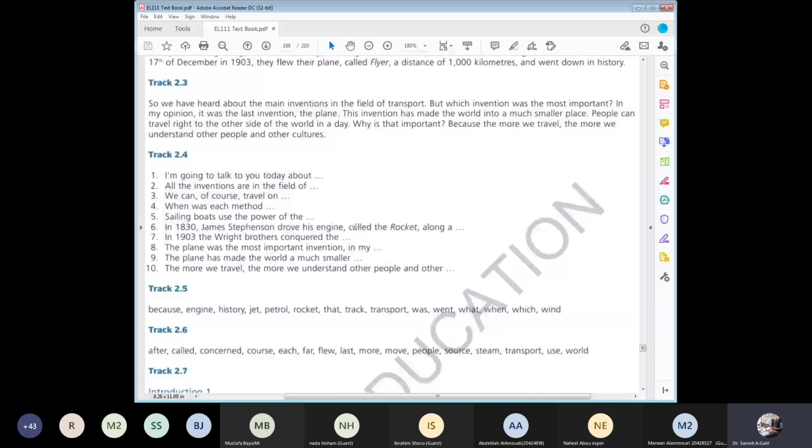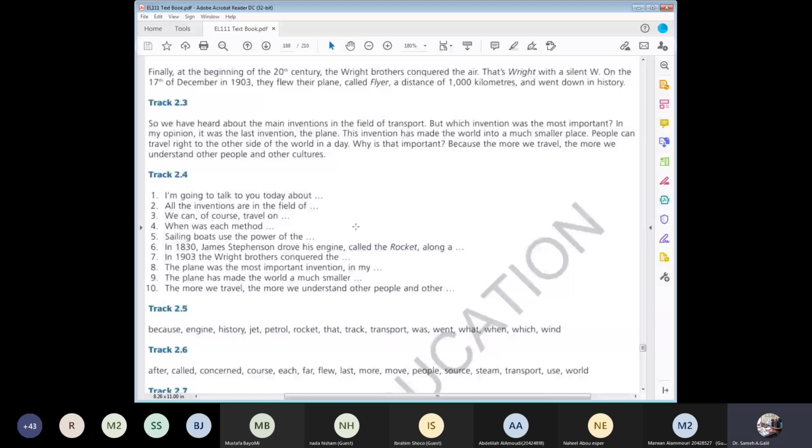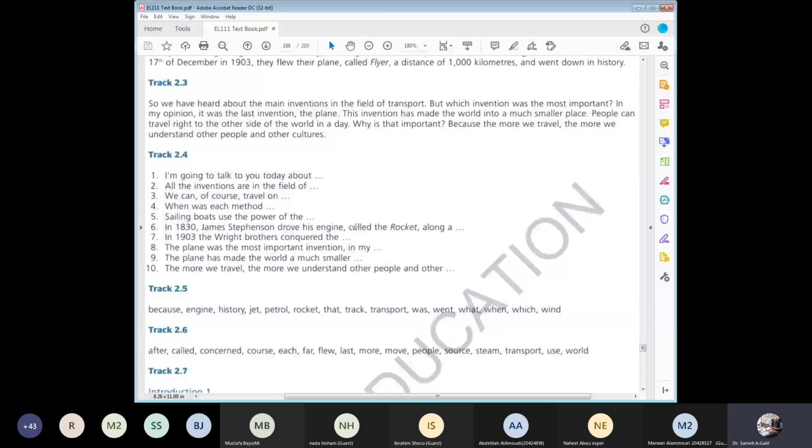Why is that important? Because the more we travel, the more we understand other people and other cultures. So why is it important that we travel from one side to the other using the plane? Because it connects us together. So it helps us understand other people and their culture, right? So it was a very beautiful read, as you can see. Okay, so we'll stop on this note and with this item.